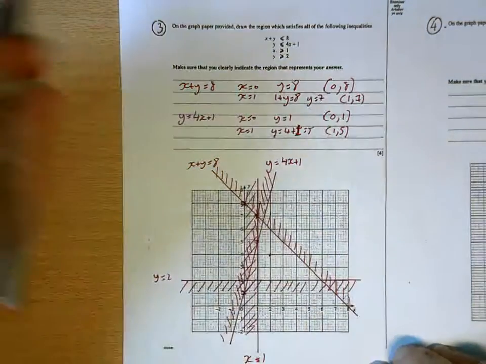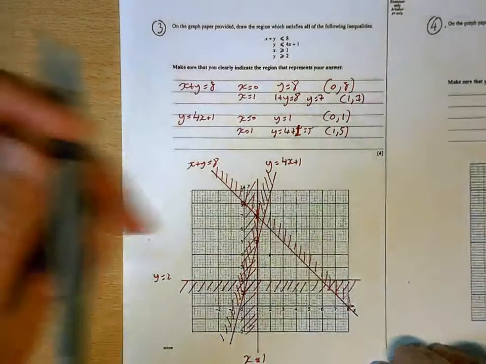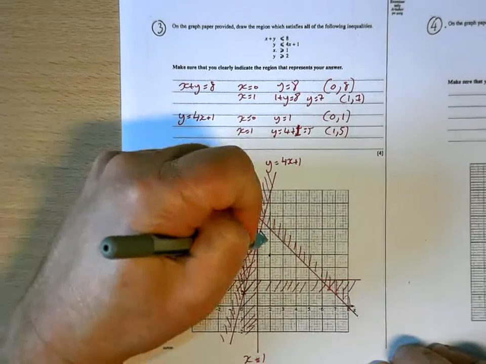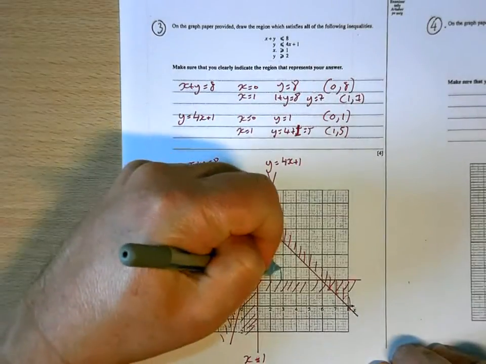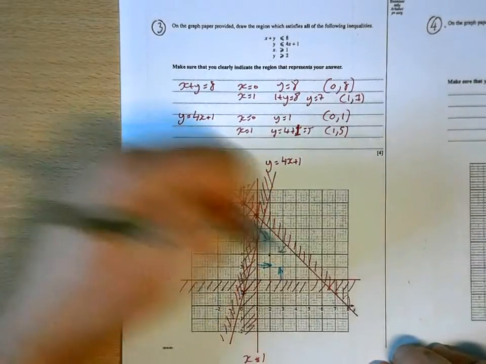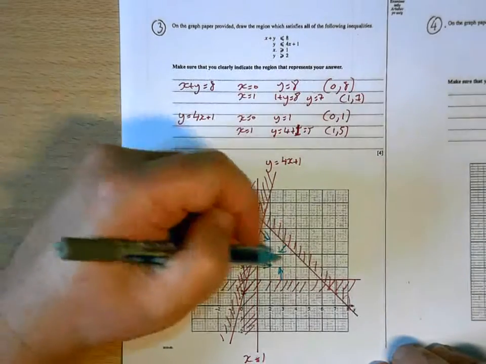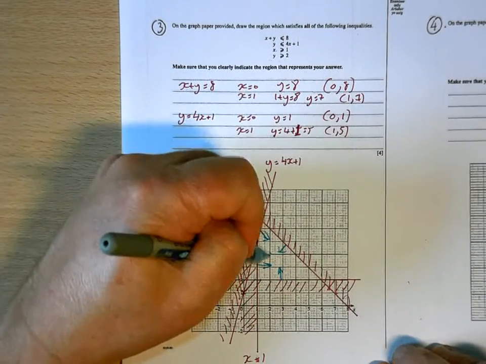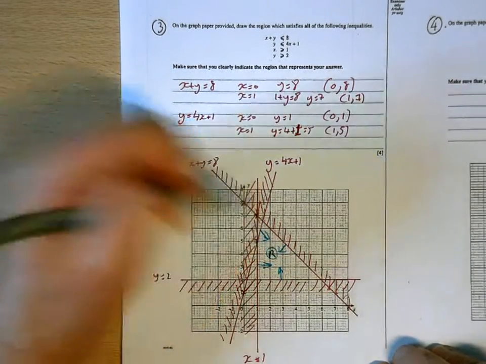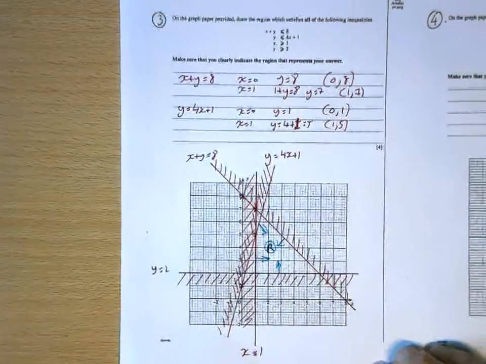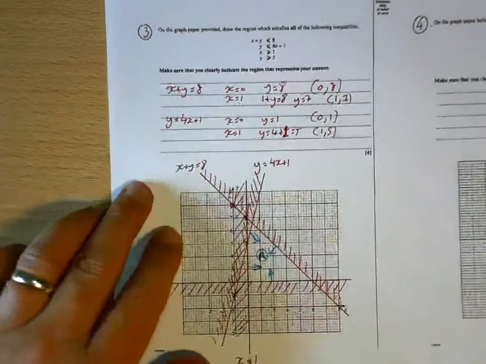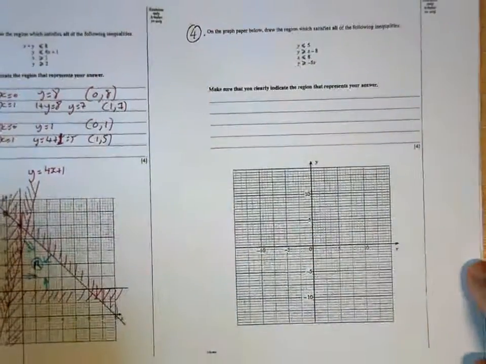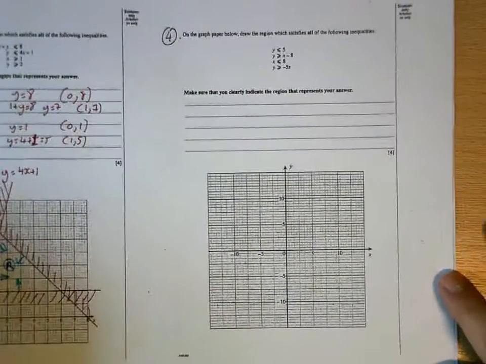Which means the region that I'm interested in is that side, that side, that side, and that side. So it's this shape here. And then the final question on this sheet.